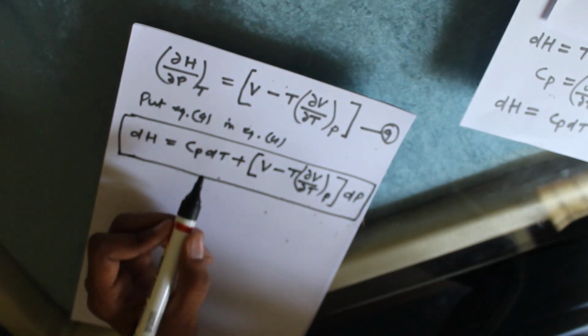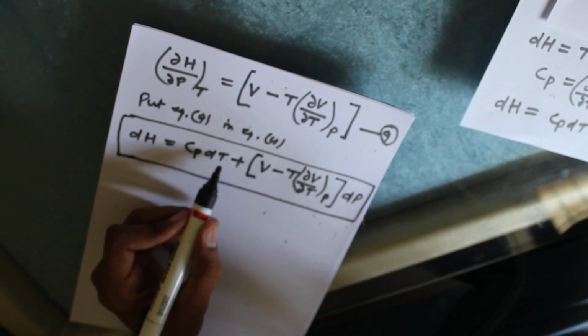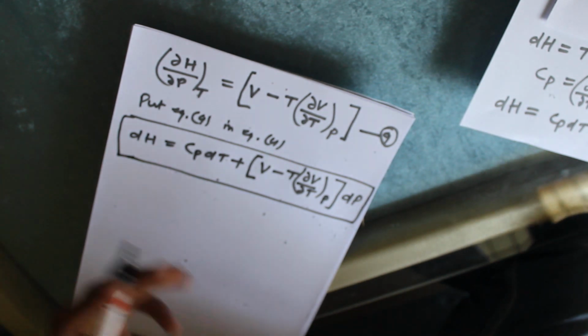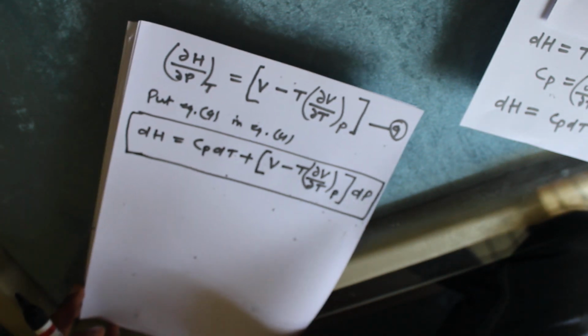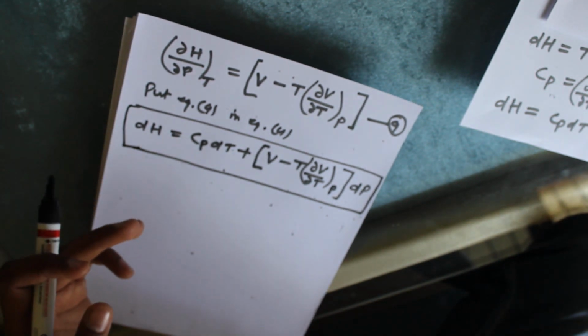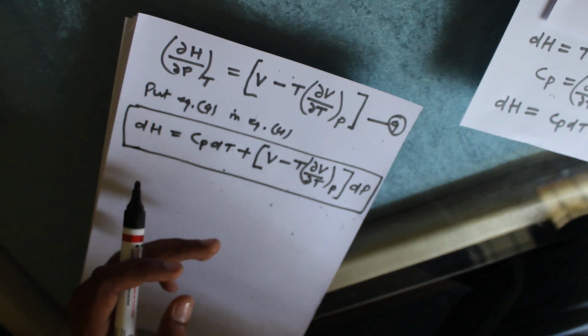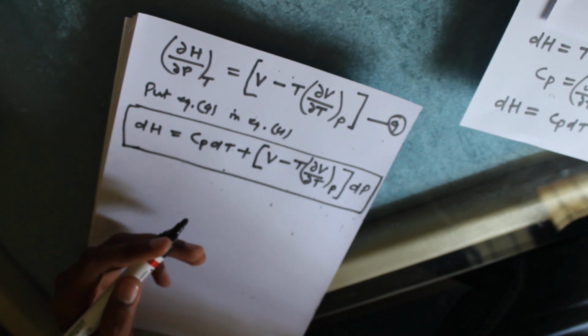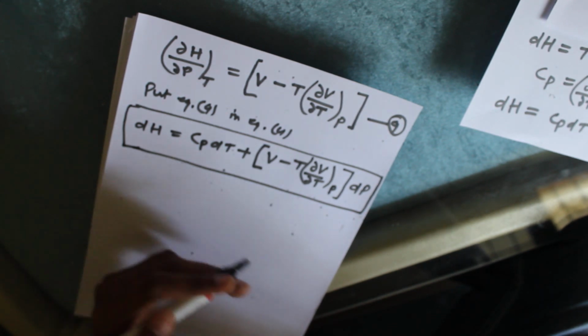Again, if you observe this equation, these equations carry the terms of temperature, volume, pressure, which can be directly calculated. So in this manner we can calculate the change in enthalpy. Similarly, in our next class we will derive expression to calculate the change in entropy.